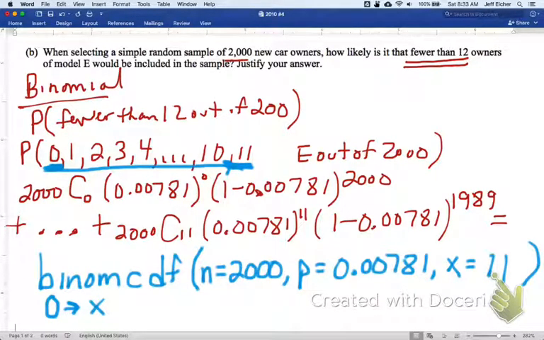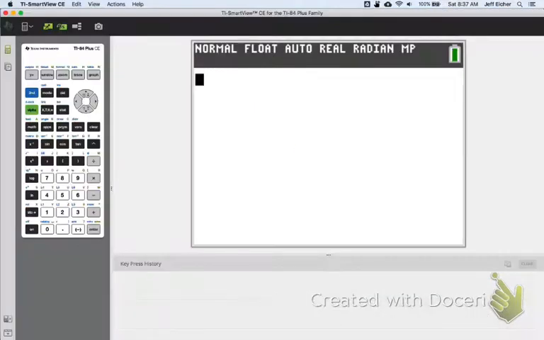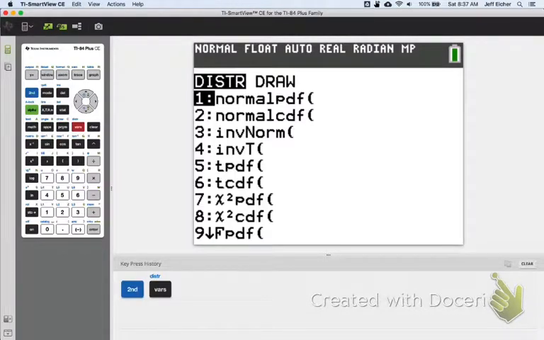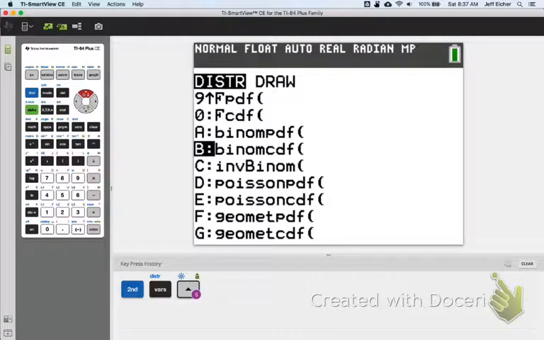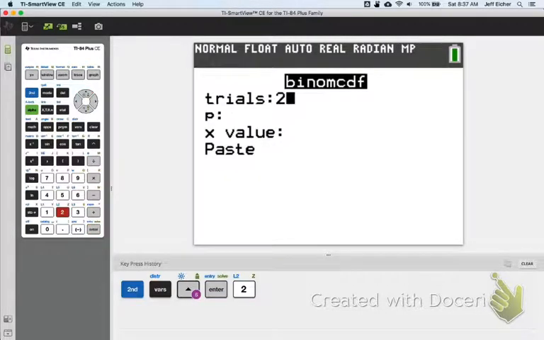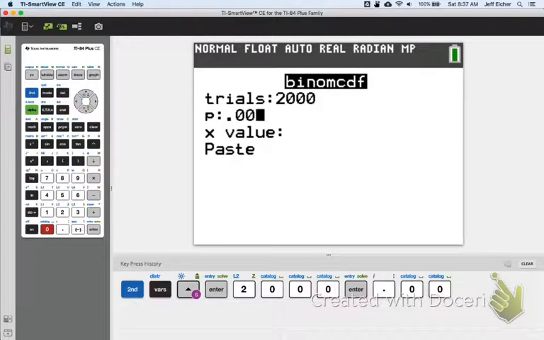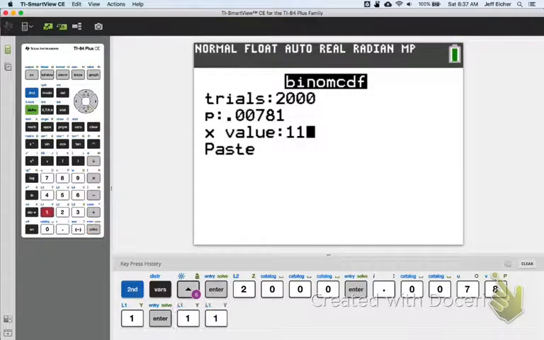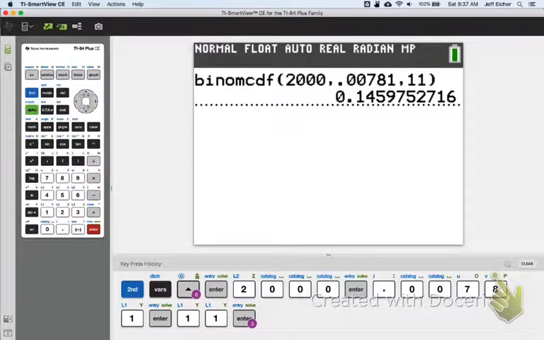Let's see what that looks like when we calculate it. We go to second vars, binomCDF. Our sample size is 2,000 cars randomly selected. Probability of Model E is 0.00781. And the x value is 11, since fewer than 12 would be 11 and down, so 0 to 11 is what this calculates. And our answer is 0.146.